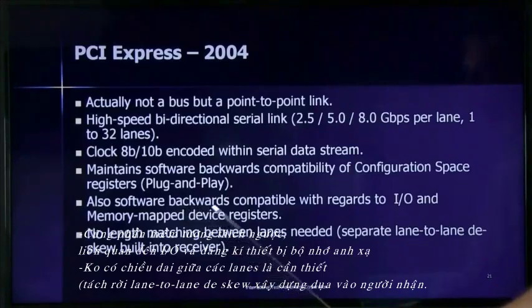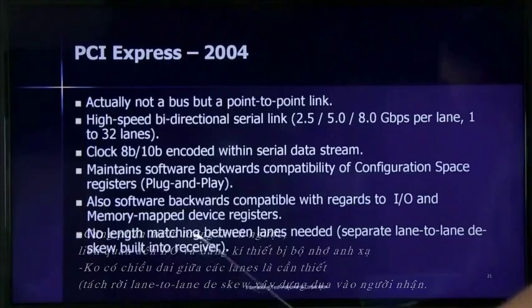PCI Express is also software backwards compatible with regards to I/O and memory mapped device registers, and that means that the drivers that were created for PCI based devices could easily be reused for PCI Express versions of those devices. And also the length matching between lanes, which I talked about with regards to setup and hold time, is very relaxed. There is separate lane-to-lane deskew built into the receivers in hardware.